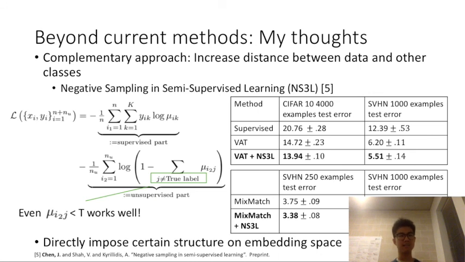A second idea on extending past consistency regularization is, can we directly impose certain structure on the embedding space? And this is as opposed to this happening implicitly with consistency regularization-based approaches. This is what I think are the future directions, and this is all I have for today.